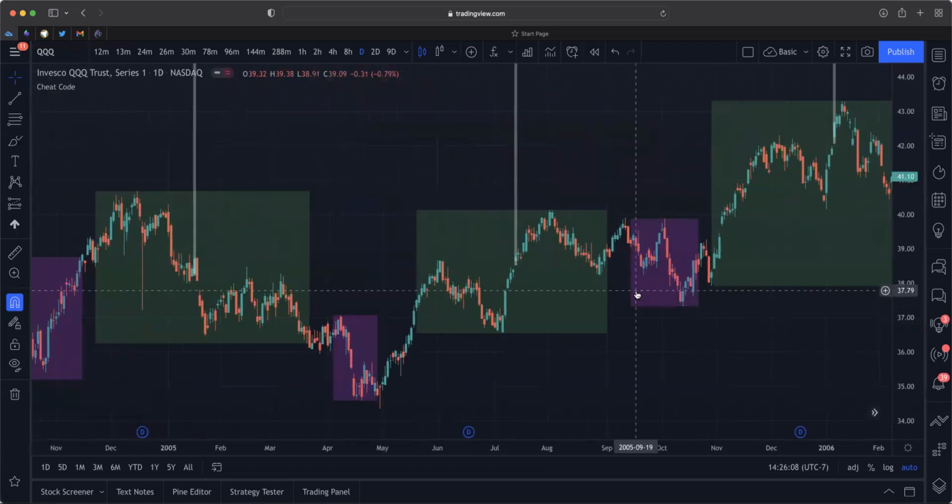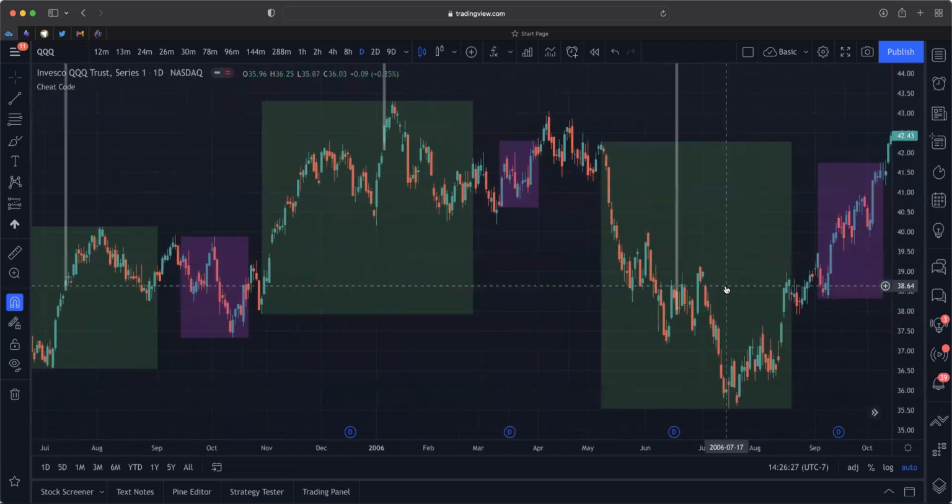Now, what about the purples? Purples seem to be periods of basing, not a lot of trending. We see the bigger moves tend to be either in green boxes or in the periods between green and purple. Let's see if we can find some examples of that.